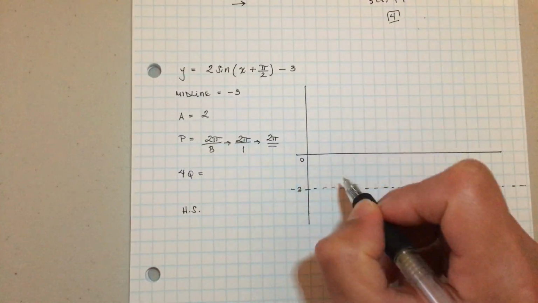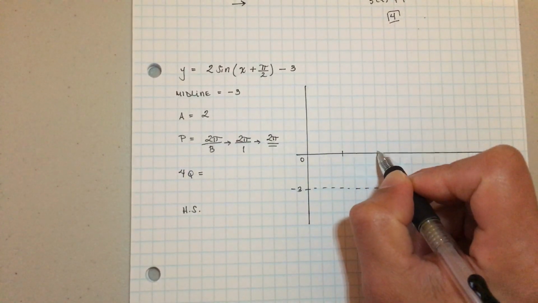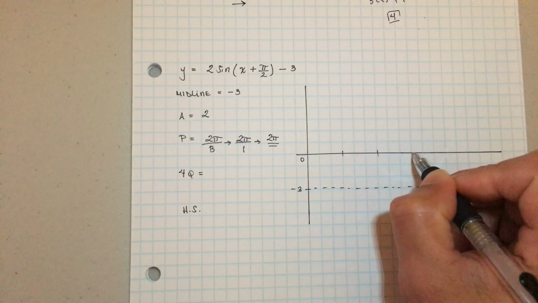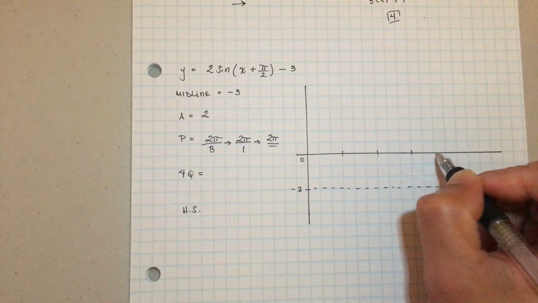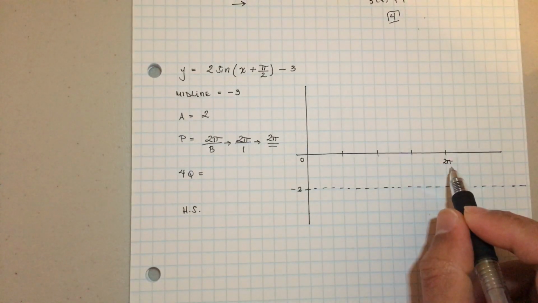So we'll do, this is 0. So let's go 1, 2, 3. That'll be my first section. 1, 2, 3. My second, 1, 2, 3. My third, 1, 2, 3, right here. So right here, by the time I get to here, it should be at 2 pi.